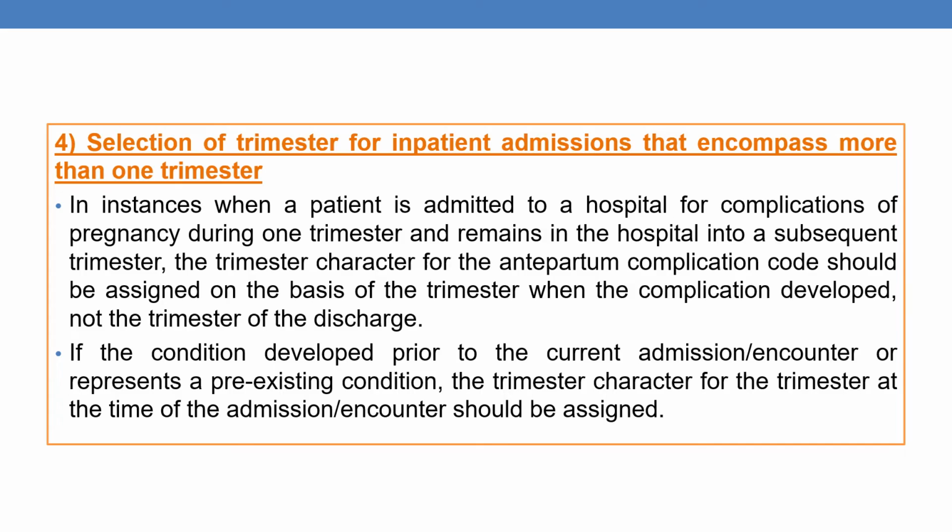That is the guideline. Second case, if the condition developed prior to the current admission or encounter and represents a pre-existing condition. In such a case, the trimester character is for the trimester at the time of admission. During the time of admission, if the patient is in the second trimester, you need to code the second trimester. If the patient is in the third trimester, you need to code the third trimester, if the condition is pre-existing or has occurred prior to the current admission or encounter. These are the two guidelines for inpatient admissions.